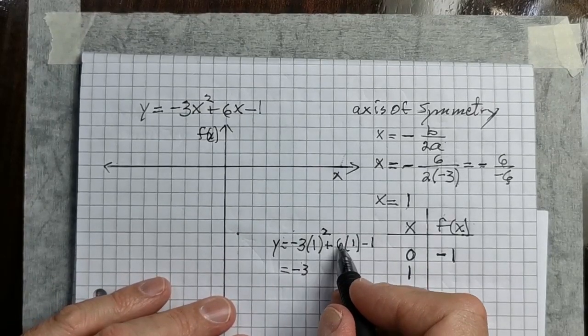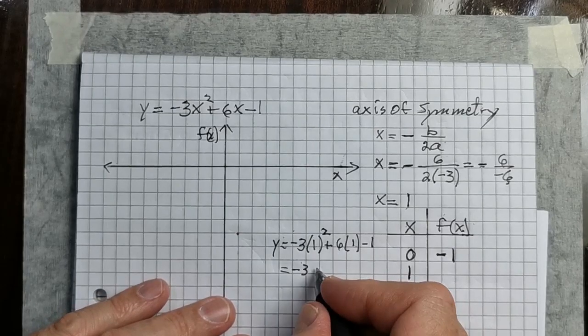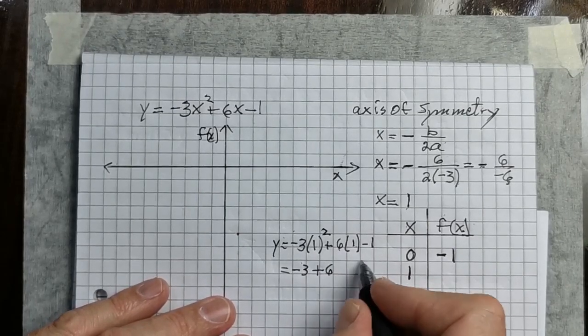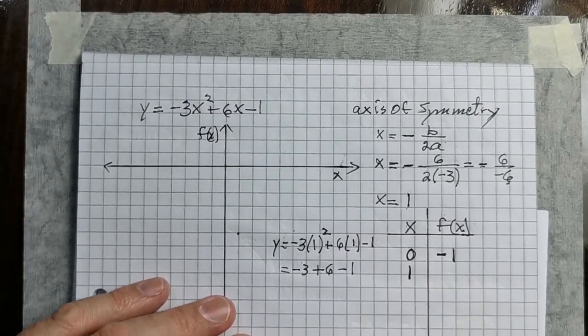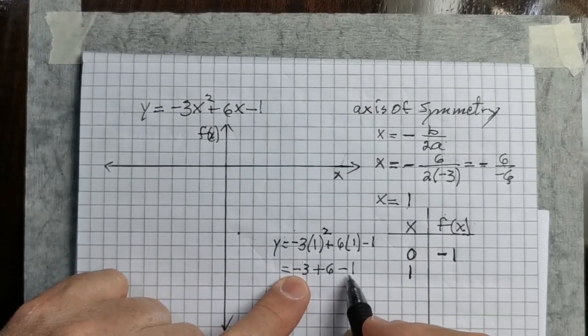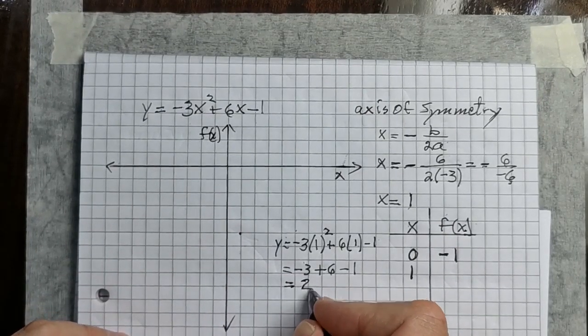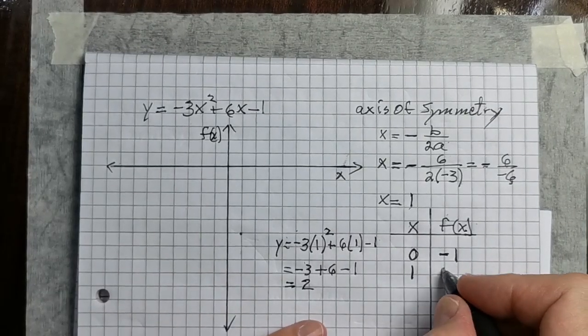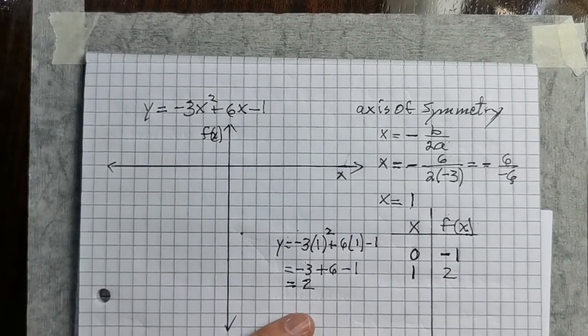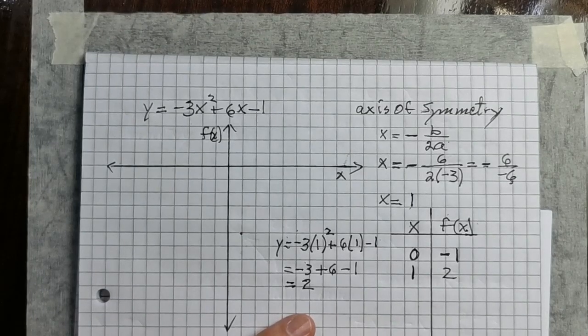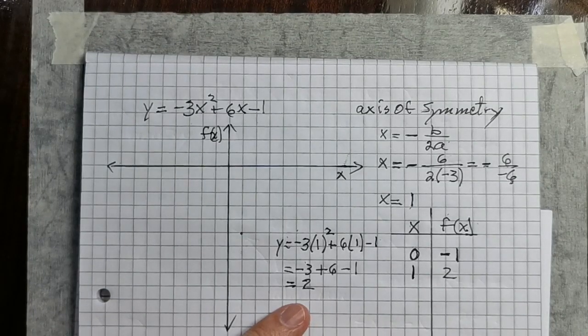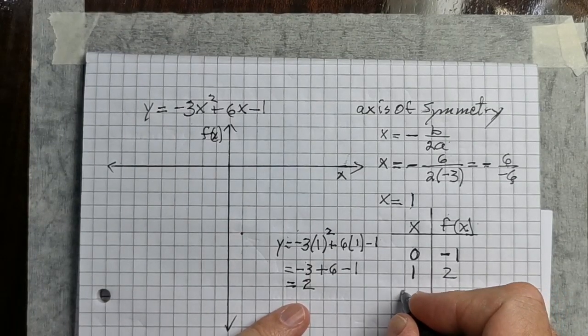Okay, plus 6 times 1 is 6, plus 6. Okay, subtract 1. So notice here we have negative 3, subtract 1 is negative 4, plus 6 is equal to 2. So when we put in 1, we get out 2. What happens if I put in negative 1? Let's try a negative 1 and see what we get.